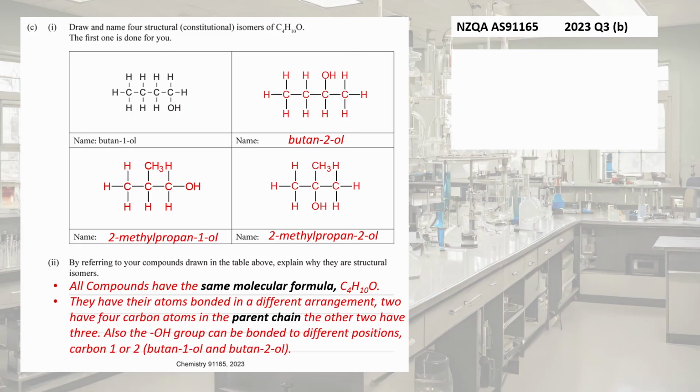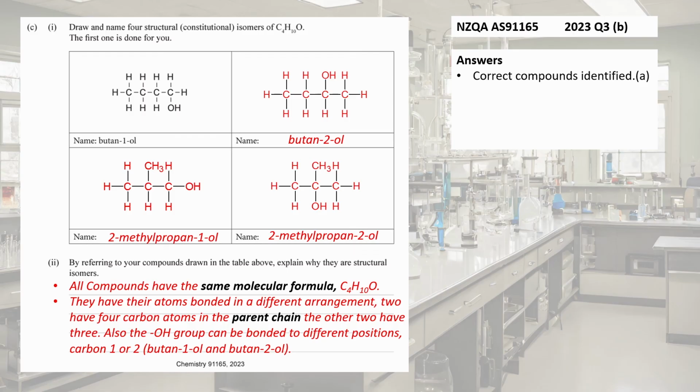Well, they have atoms bonded in different arrangements. See, 2 of these have 4 carbons in the longest chain, in the parent chain. The other 2 have 3. See, arranged differently. Also, in the first 2, the OH, in one of them it comes off carbon 1, in the other it comes off carbon 2. Notice in the last 2 sentences, I've placed in detail here so I can get the best possible mark.